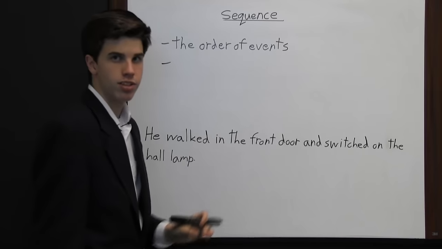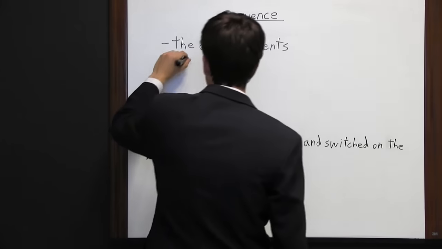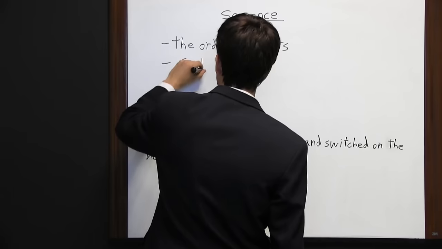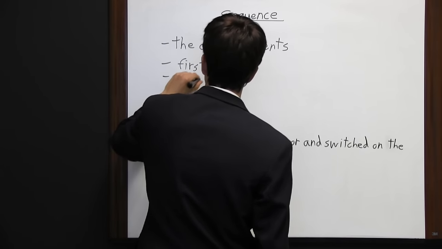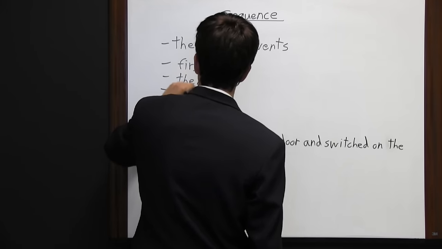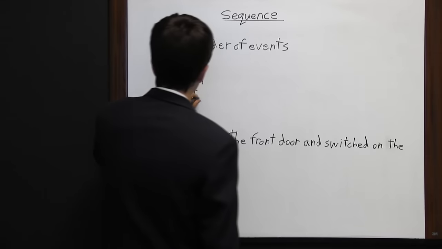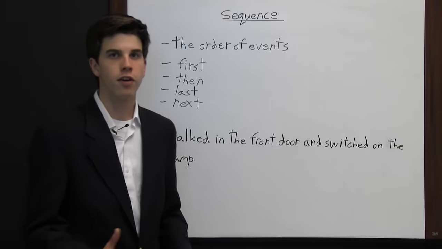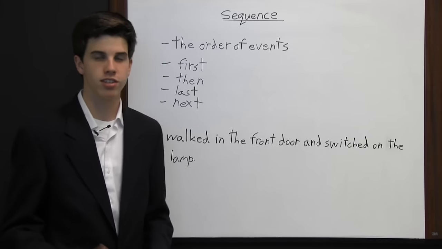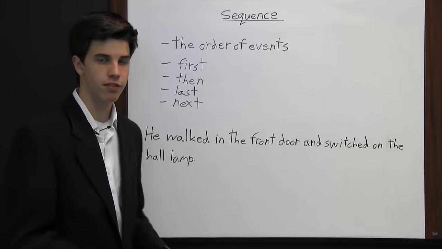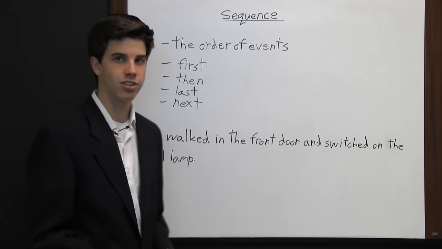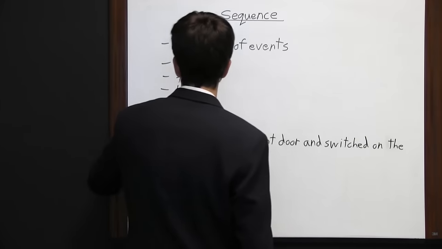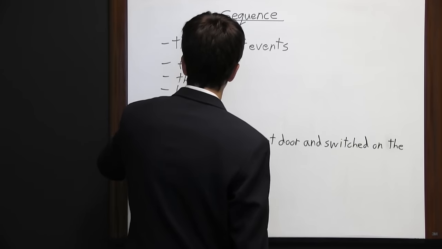To help spot the sequence in a passage, you can look for words like first, then, last, and next. If you find these words in a passage or other words like it, you'll know that that's showing you some part of the sequence. And so that helps you determine what happened first, then next, and then last. And finally, most sequences will be in chronological order.